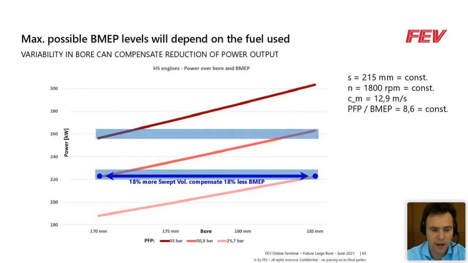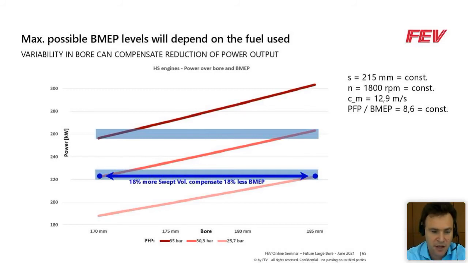Now, if you want to achieve a modular architecture, what can we think about? Here I plotted a graph where we see the power against the bore, let's say from 170 to 185. What is the idea behind it? If we consider a stroke of 250 millimeters, at 1800 RPM that generates a piston speed of around 30 meters per second.